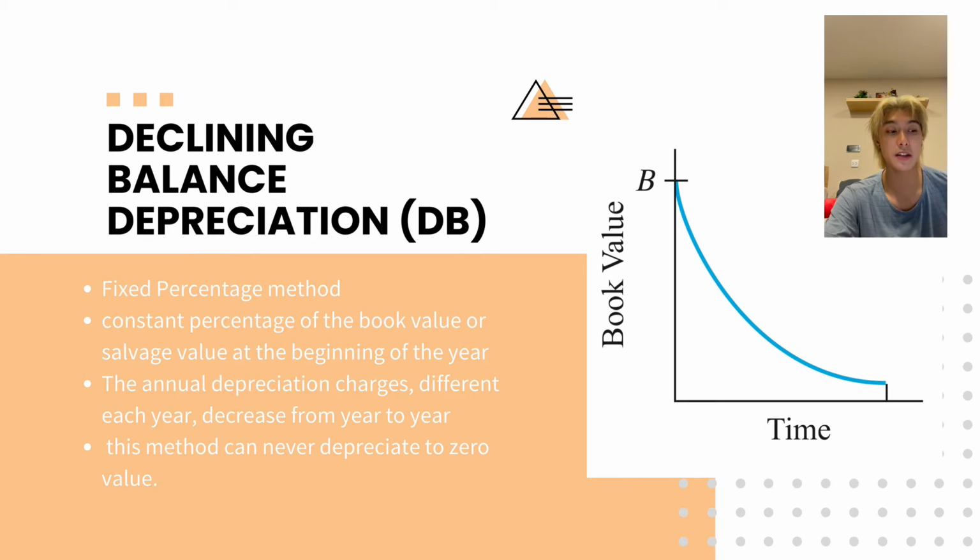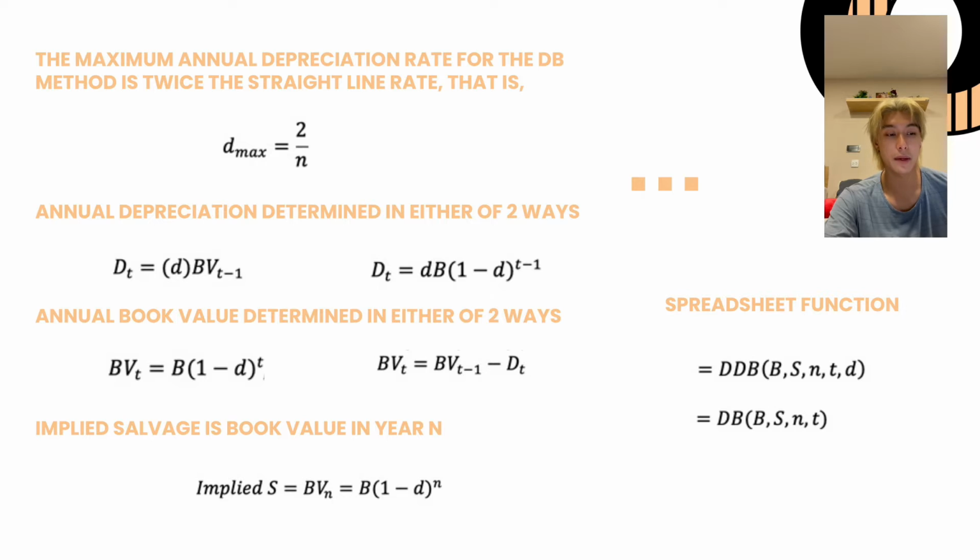Annual depreciation is calculated by multiplying the book value at the start of the year by a fixed or uniform percentage D, represented in decimal form. The maximum annual depreciation rate for the DB method is twice the straight line rate, that is, D max equal to 2 over N. In this case, the method is called double declining balance or DDB. If N equal to 10 years, the DDB rate is 2 over 10 or 0.2. So 20% of the book value is removed annually.